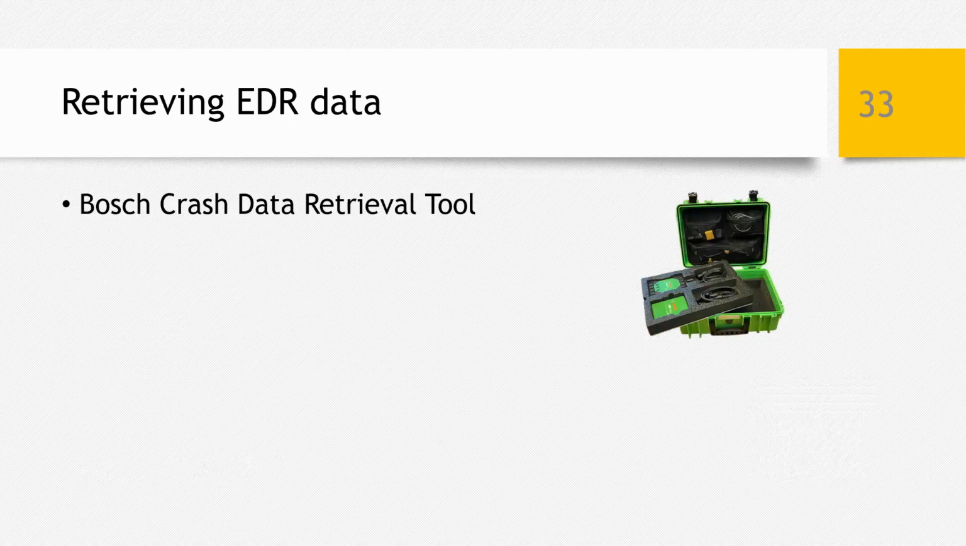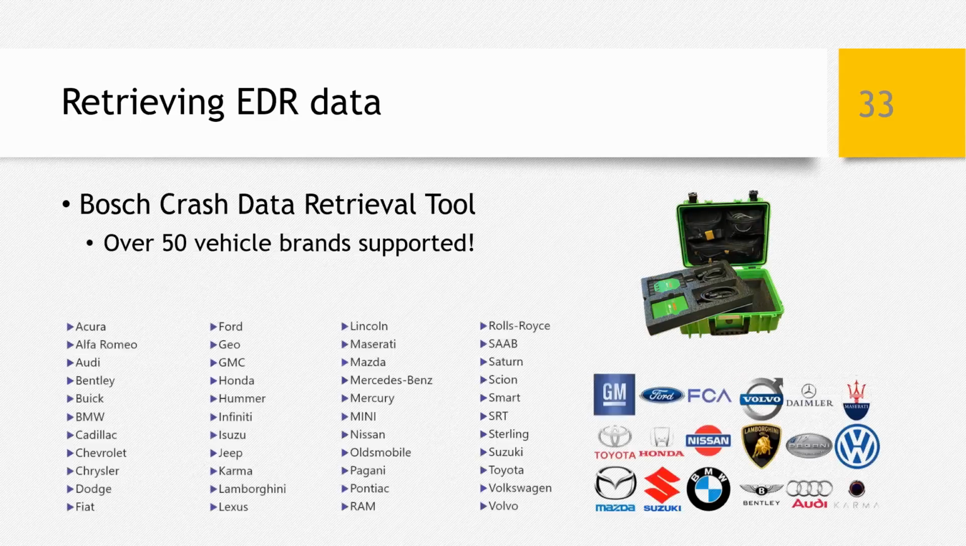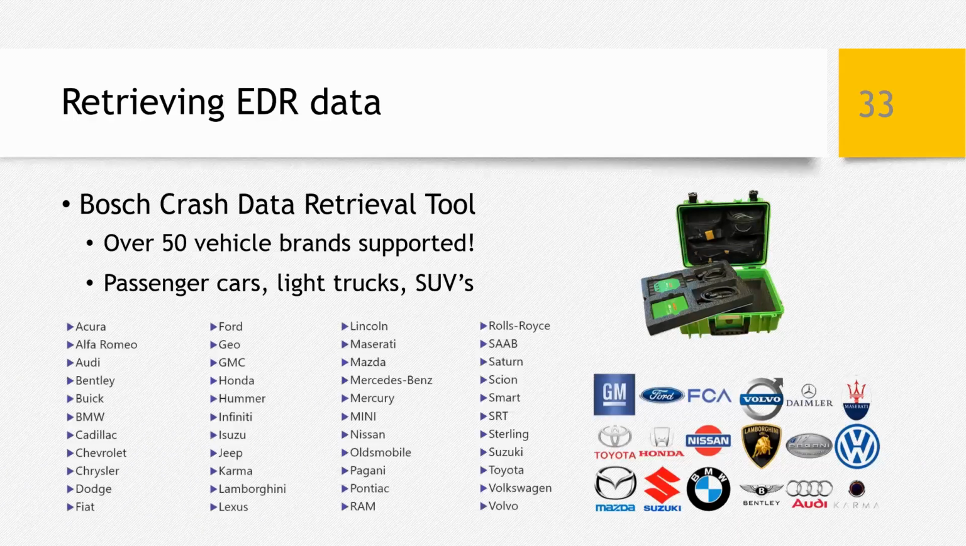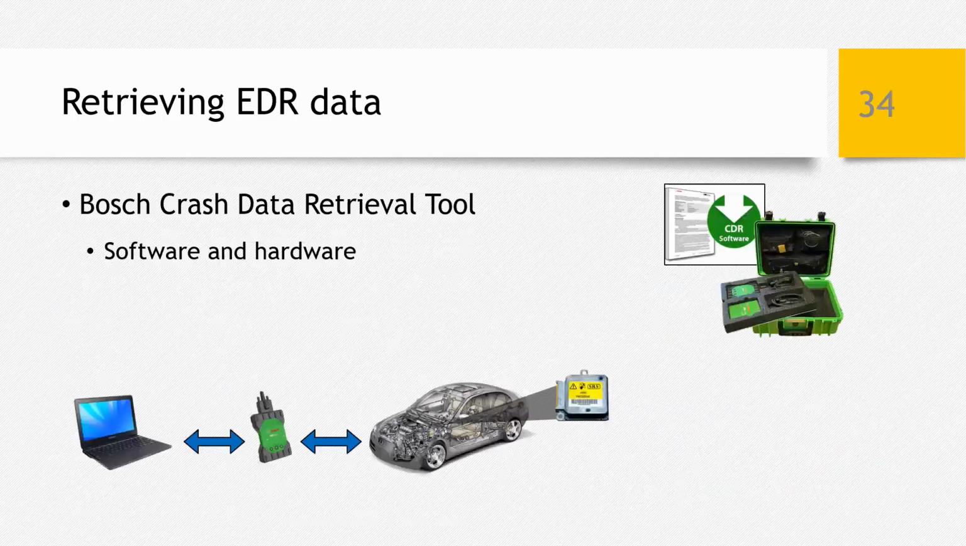As mentioned, the Bosch CDR tool is the industry standard EDR data retrieval tool. It supports over 50 brands of vehicles across more than 18 auto manufacturers. The Bosch CDR tool, as well as the other tools we'll be discussing, supports passenger cars, light trucks, and SUVs. The tools do not support heavy trucks or buses, commercial trucks. There are some EDR tools available for heavy trucks and buses, but we're not going to be discussing those today. The ones we're going to be discussing support passenger cars, light trucks, and SUVs on the road today.